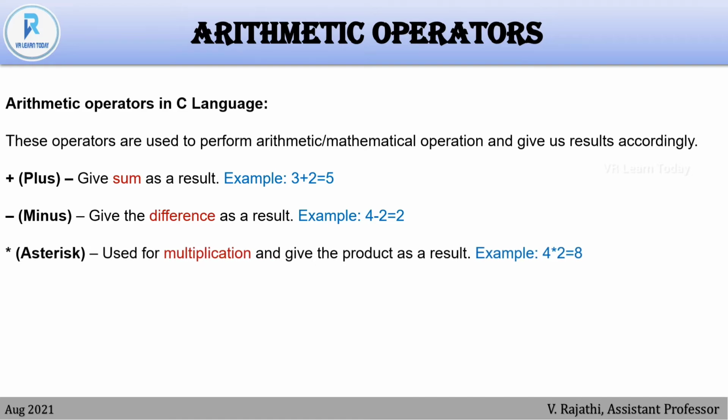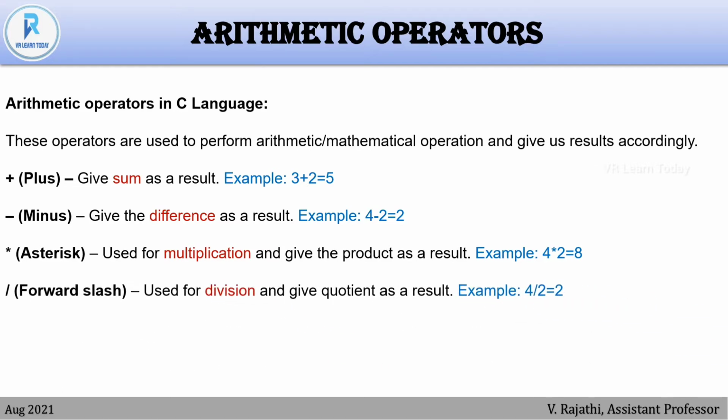Next, asterisk is used for multiplication and gives the product as a result. For example, 4 into 2 gives the result 8. Forward slash is used for division and gives the quotient as a result. For example, 4 by 2, the answer will be 2. And modulo gives the remainder as a result. For example, 7 modulo 2, the remainder will be 1.